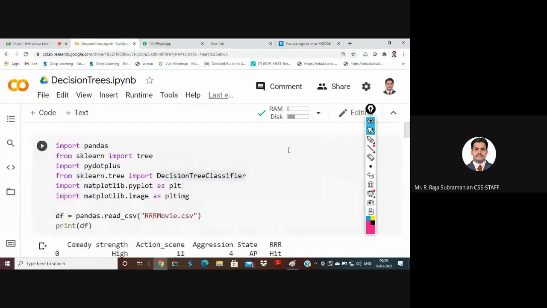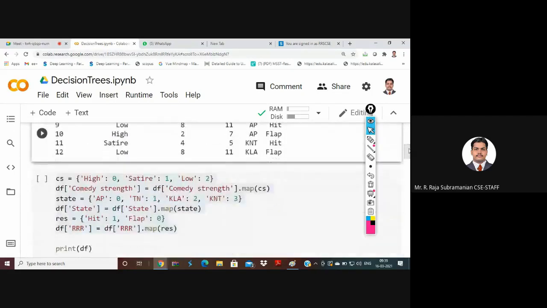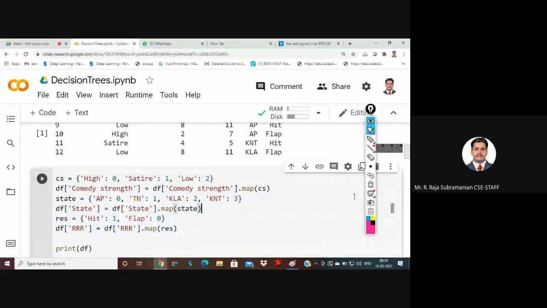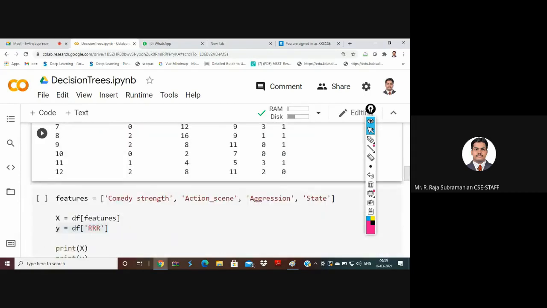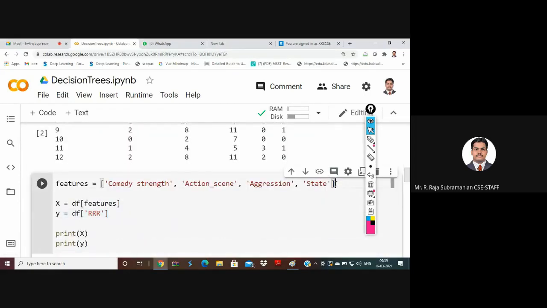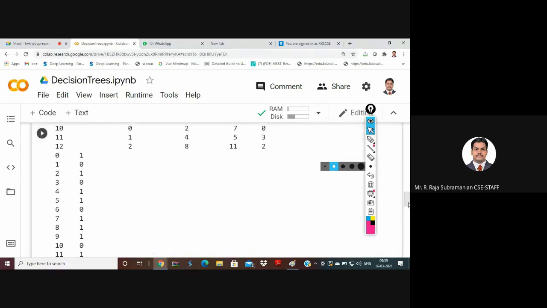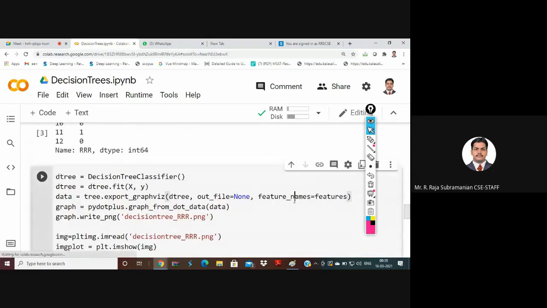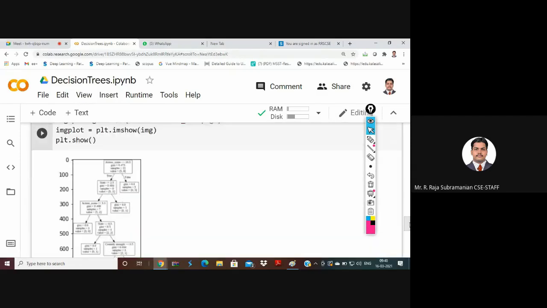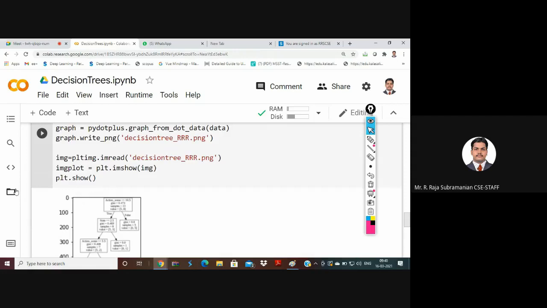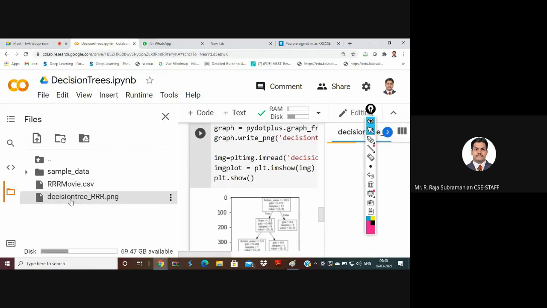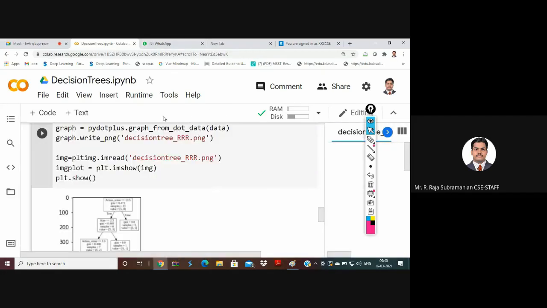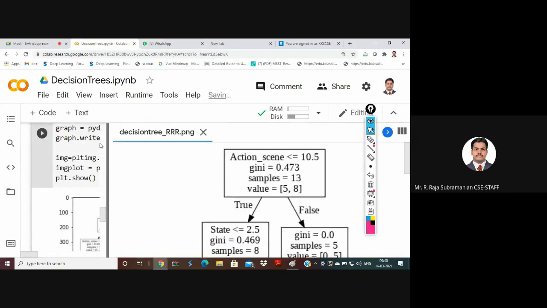Let me run it one more time to make it zoomed. Yes, I can go here and take that particular decision tree. Close this. I minimize this also.